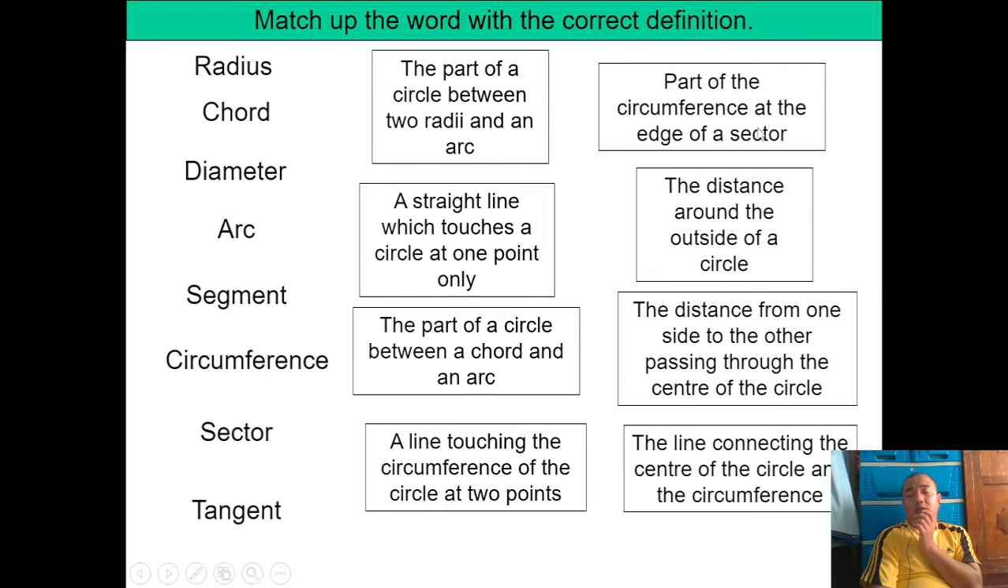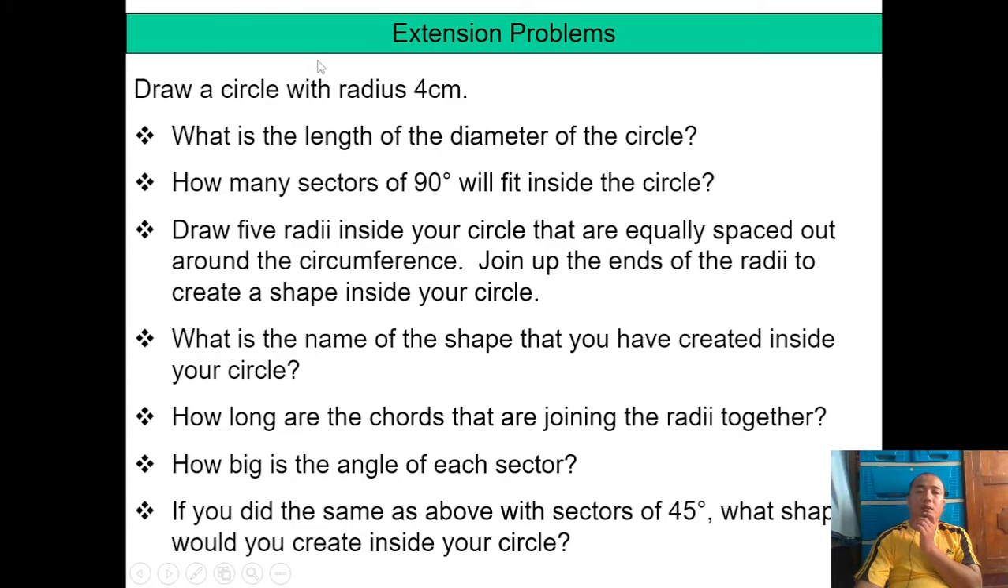Part of the circumference at the edge of a sector. Arc. Distance around the outside of a circle. Circumference. Distance from one side to the other passing through the center of the circle. Diameter. The line connecting the center of the circle and the circumference. Yan yung radius. Okay, draw a circle with radius 4 cm. What is the length of the diameter of the circle? Of course, the radius 4 times 2, twice the radius is the diameter, so 8 cm.